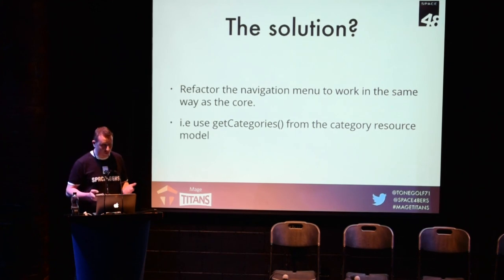So what was the solution? Well, we just had to refactor that navigation menu. It wasn't really doing anything particularly special. It was just adding multi-columns in for the subcategories. Still mystified as to why they'd taken that approach, but hey, we all make mistakes. So we replaced that with what the core was actually doing, the approach that uses the get categories method from the category resource model.